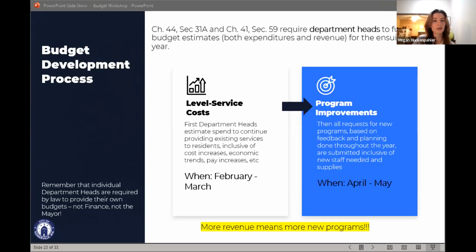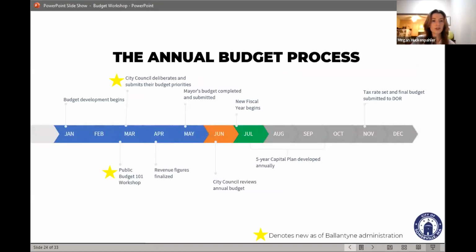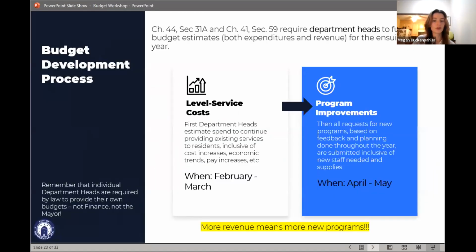Once we know the new costs to deliver our existing services to residents, then we can look at increasing the number of services and programs through program improvements. And this is saying now, with additional revenue, what more can we do? This is based on feedback and plans that are developed throughout the year. And this includes new staff needs, as well as things such as supplies, consultants, and external experts on particular topics in order to make those programs a reality. This happens in the April and May timeframe. And because we have a balanced budget, more additional revenue means we get to do more additional programs.